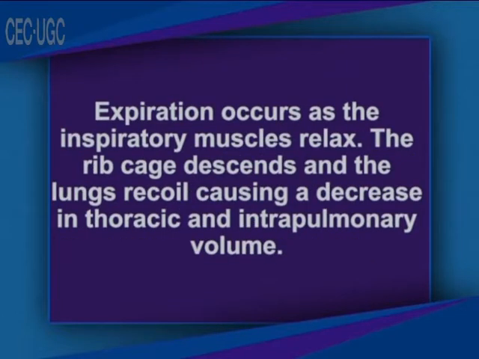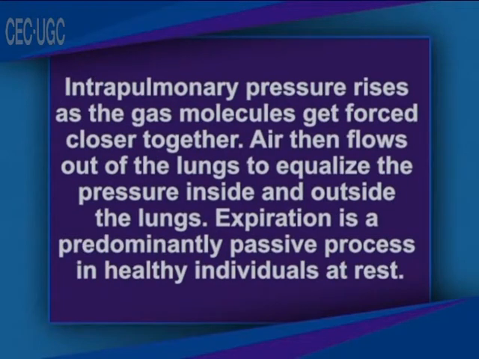Expiration occurs as the inspiratory muscles relax. The rib cage descends and the lungs recoil, causing a decrease in the thoracic and intrapulmonary volume. The intrapulmonary pressure rises as the gas molecules get forced closer together. Air then flows out of the lungs to equalize the pressure inside and outside the lungs. Expiration is a predominantly passive process in healthy individuals at rest.